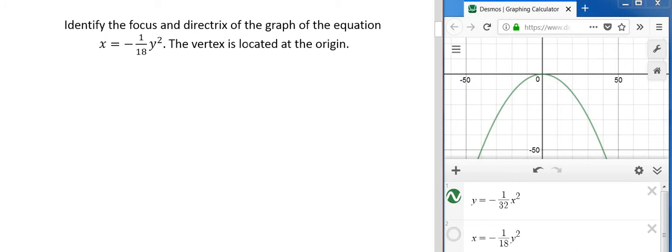Identify the focus and directrix. Okay, so now they give us the equation and they want the focus and directrix. So negative 1/18 y squared. Let's just picture this. Now we're going to go use Desmos.